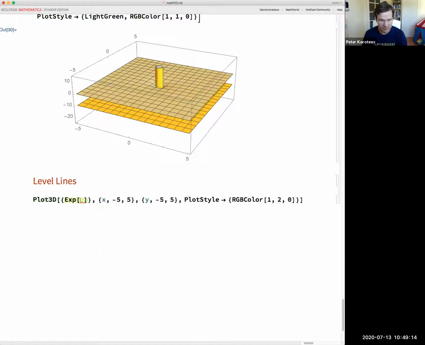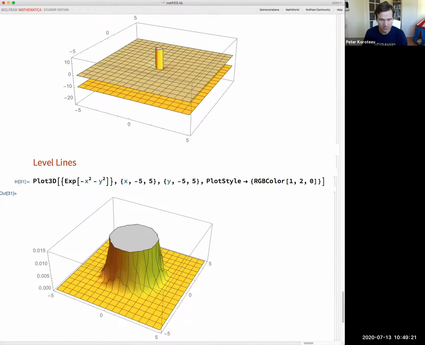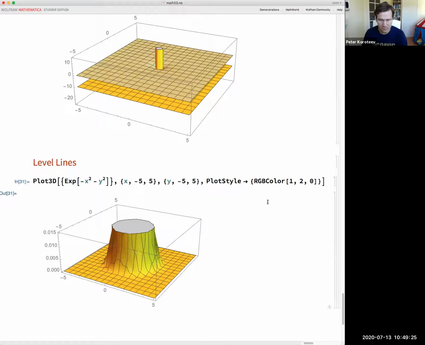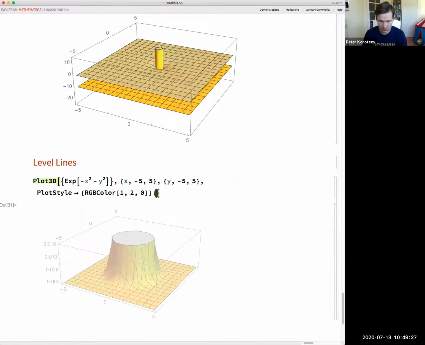another famous function. Oh dear, why is it so bad? Okay, let's change the range. The better plot range.